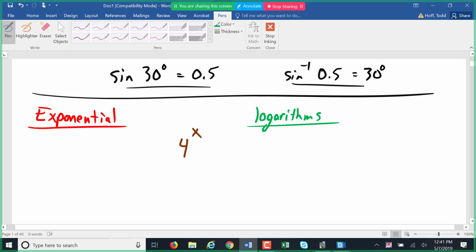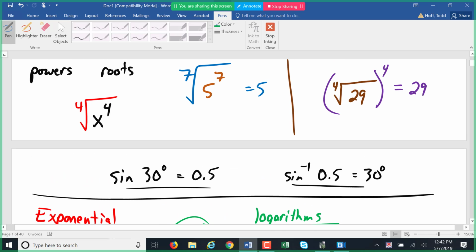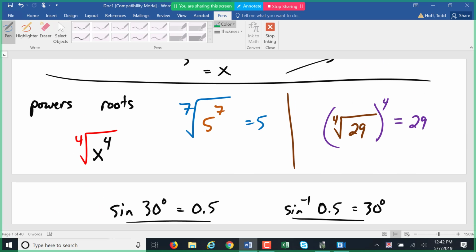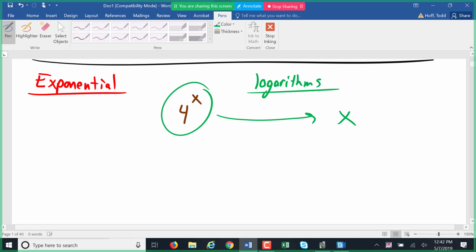And a logarithm is the opposite of an exponential. Doing the logarithm, the appropriate logarithm on that 4 to the power of x, is going to give us back just x. So the difference between our powers and roots is, when we used a root on an exponent, it canceled out the power and brought us back to whatever the base of that exponent was. When we use a logarithm on an exponent, it's going to cancel out the base of the exponent and give us back whatever the power of that exponent was.